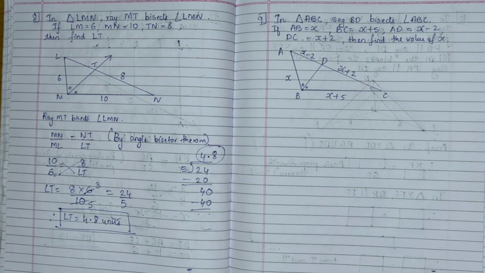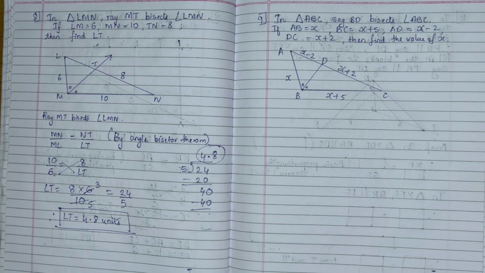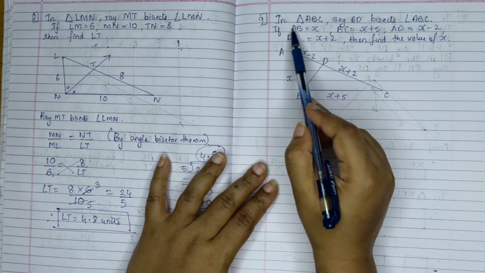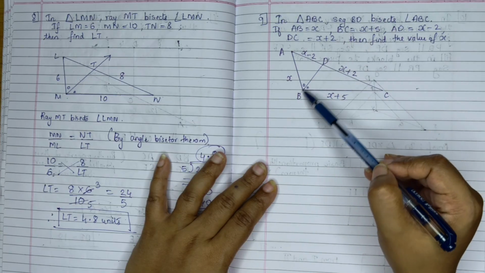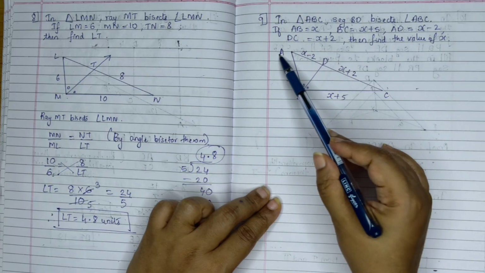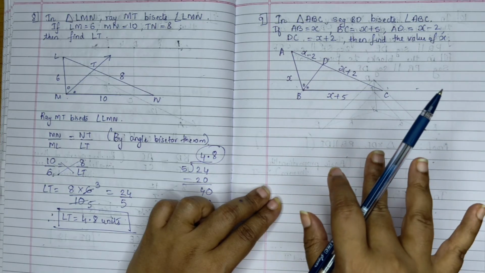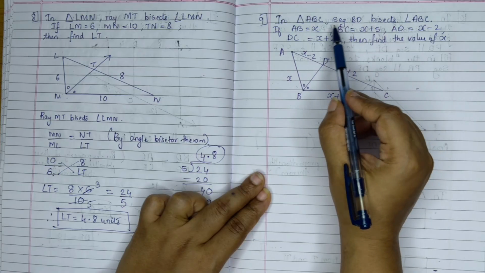Okay. So here we got the value of LT. We have finished the 8th sum. Now see the next sum, that is the 9th sum. In triangle ABC, again you can see this is the bisector here. They have said BD is the bisector of ABC, then that means again we can use angle bisector theorem. And first we can just write all this.